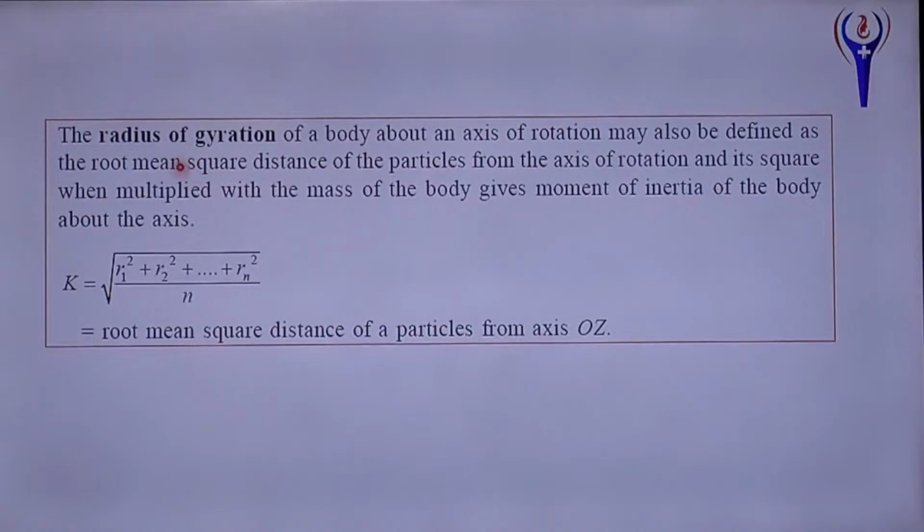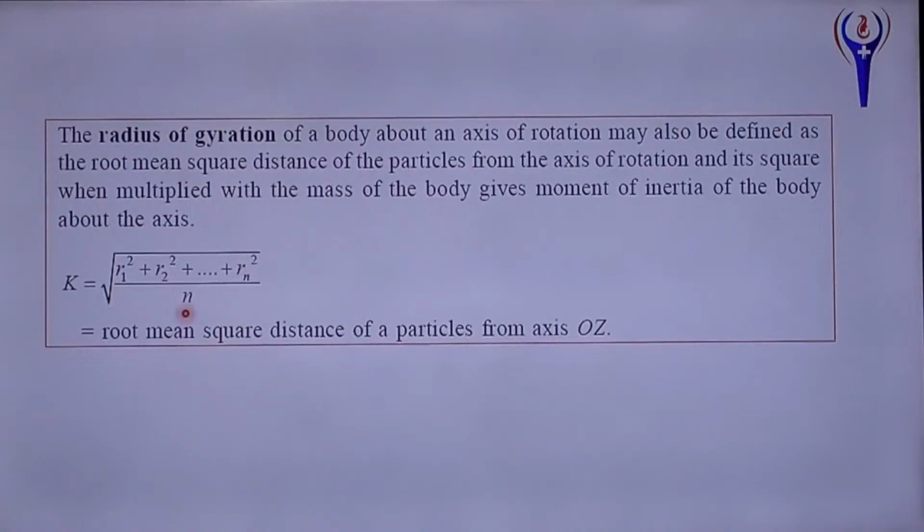One more term, radius of gyration. Radius of gyration of a body about an axis of rotation is the root mean square distance of the particles from the axis of rotation, and its square when multiplied with the mass of the body gives the moment of inertia of the body about the axis. K equal to square root of r1 square plus r2 square plus up to rn square, divided by n. That is the radius of gyration.